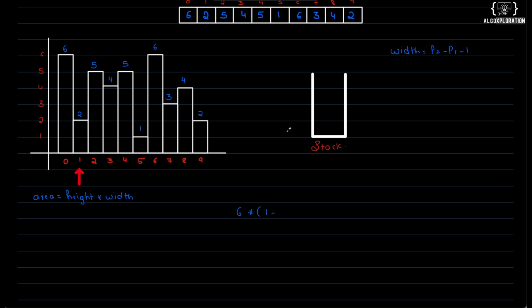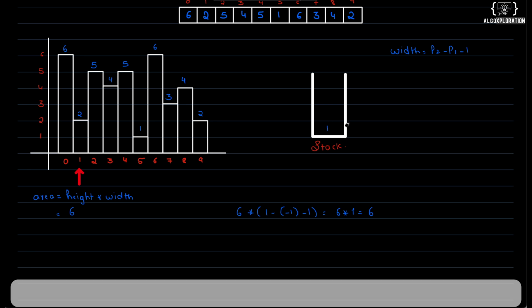Over here I do see that the stack is empty. If the stack is empty, the p1 will be minus 1. If I calculate this, 6 into 1, so the answer is 6. So if I want to include this in the rectangle, the area will be just this one. So this area is 6. Right now I do get the area which is 6. Now if I get any area which is maximum than the current one, then I'll basically update it. And don't forget, for every operation you need to store the indexes of that value.